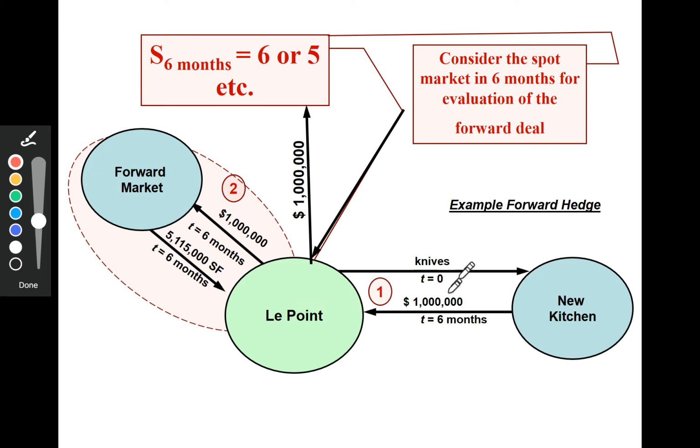In fact, you could cross out this 1 million and that 1 million and say that this deal is like we're giving knives today to New Kitchen and we're receiving 5,115,000 Swiss francs 6 months from now from a forward bank. And the $1 million could completely be ignored.